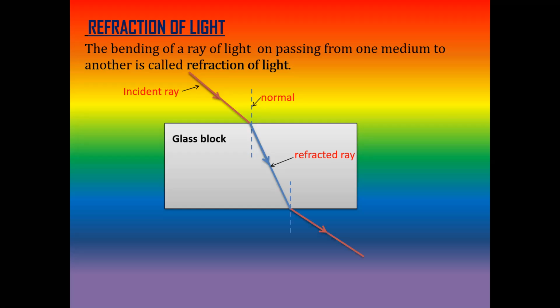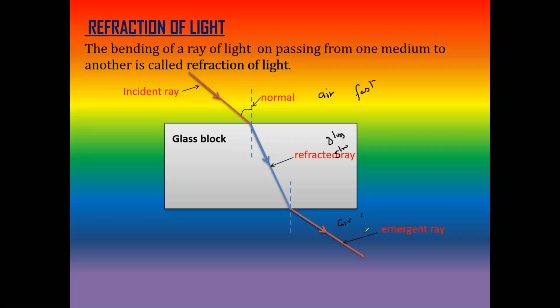The light which emerges out is called the emergent ray. So basically, here the direction is changing as well as the speed. In air, it was moving fast, but in glass, it slowed down. And again, moving from glass to air, it will speed up.